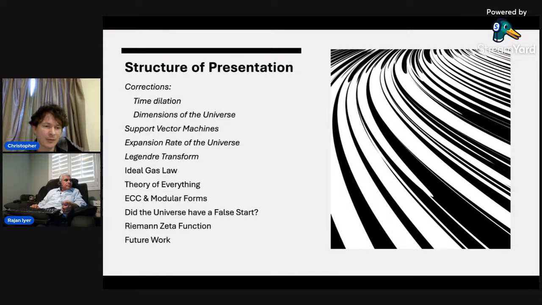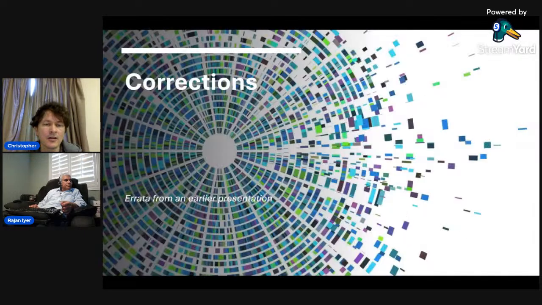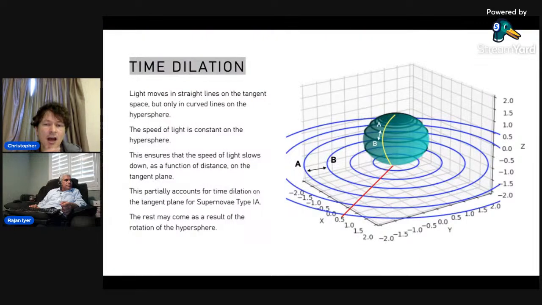And we have the Riemann Zeta function. We're going to look into that to see how we can apply the elliptic curve to the Riemann Zeta function, if possible, and then a brief description of future work. So let's begin with the errata from the earlier presentation.